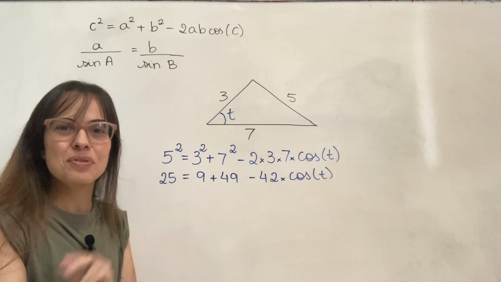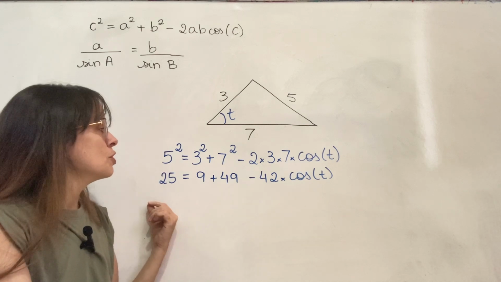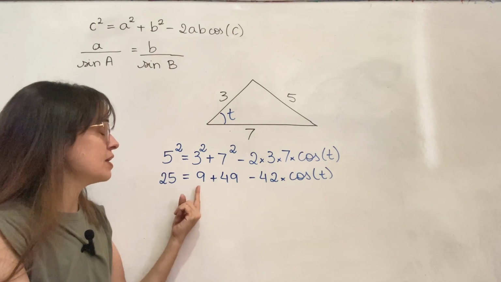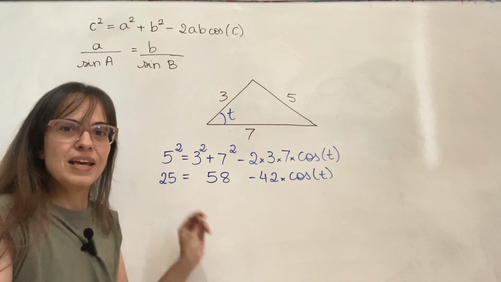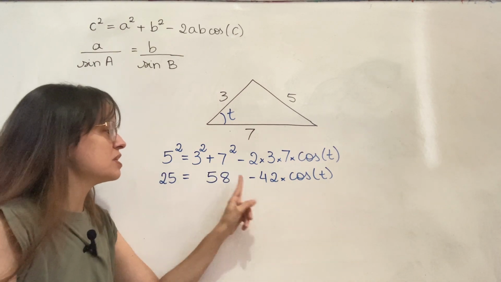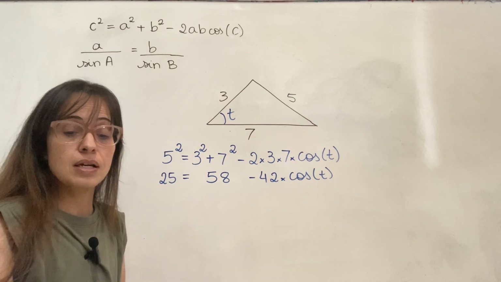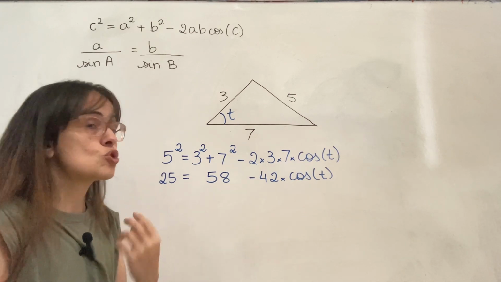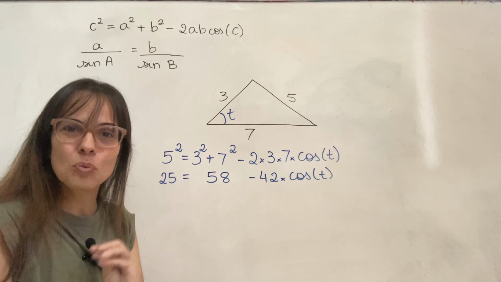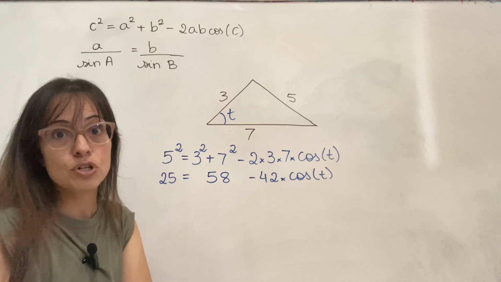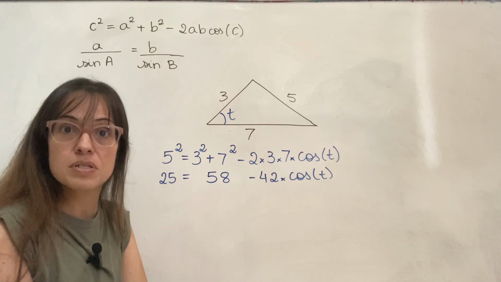Because there is one thing that I want to mention in this sequence of steps that I'm about to go through, which is that it's perfectly fine right now to do 9 plus 49 is equal to 58, but you cannot now do 58 minus 42 is 16. This would be wrong, and it's a mistake that I see students make so often that it's even made me understand why the formula booklet has both versions. It's because they don't want you to have the opportunity to make this mistake.